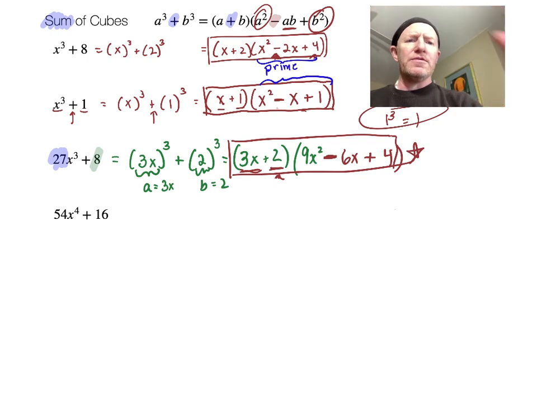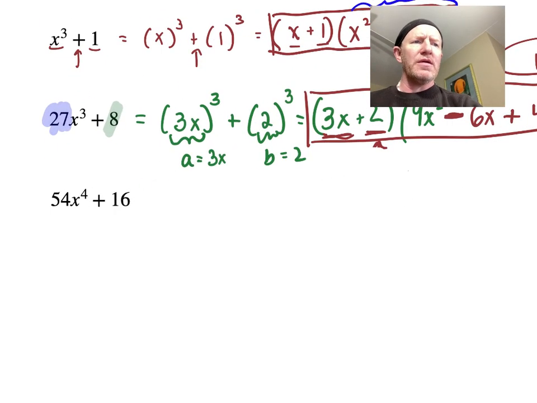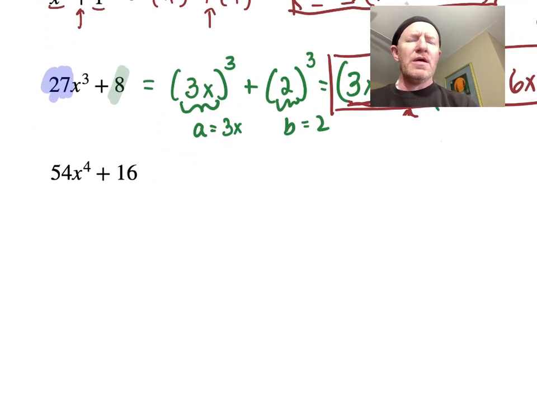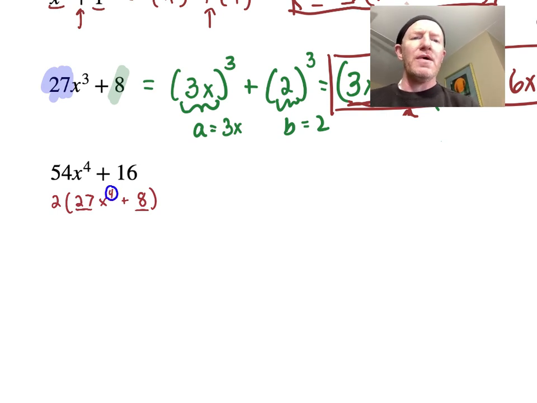The last one I'm a little suspicious of. They haven't tried to trick us yet. Let's see what we got here. Let's see. I certainly see a GCF because these are both even. They are both divisible by 2. So it's 27x to the 4th. 27 is a perfect cube. And 16 divided by 2 is 8, and 8's a perfect cube. The problem is, this is an x to the 4th problem.